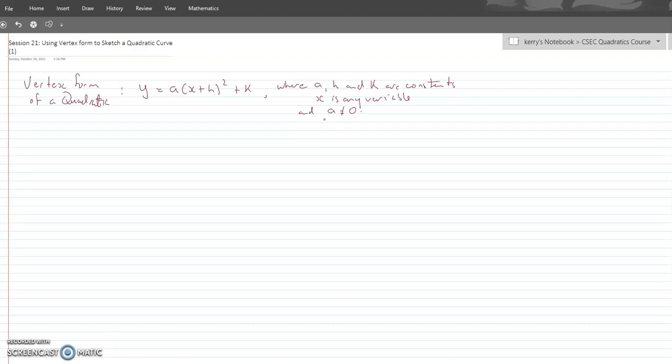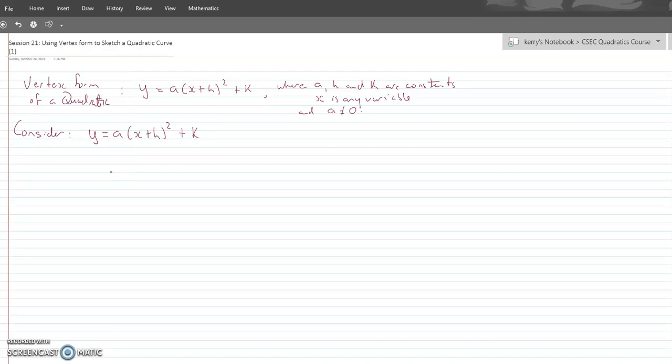Now, we know the reason for this from before when we did quadratics in the earlier sessions. You can jump straight back to the first or second sessions, or maybe actually the third session when we started quadratics, and you'll see what it is. So let's see now how we are going to use this form to sketch a quadratic curve. So let's say we are given this here now. If we consider the form y is equal to a into x plus h squared plus k.